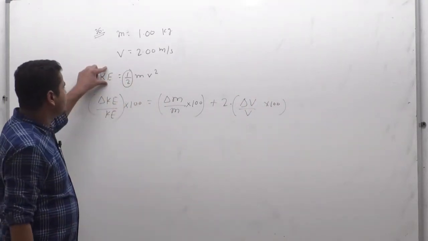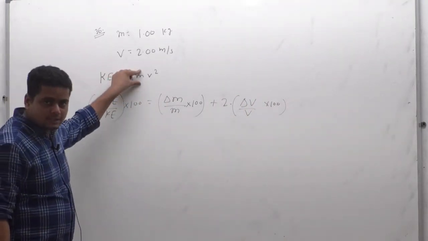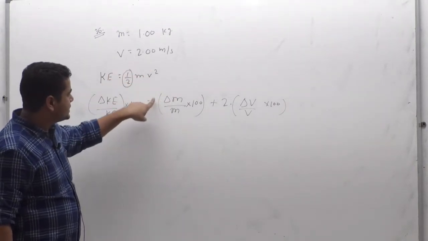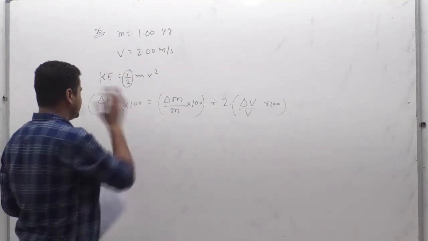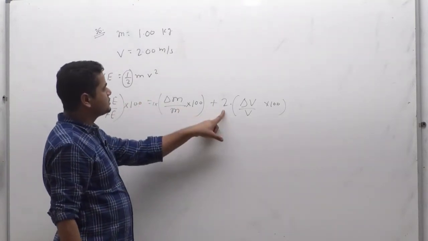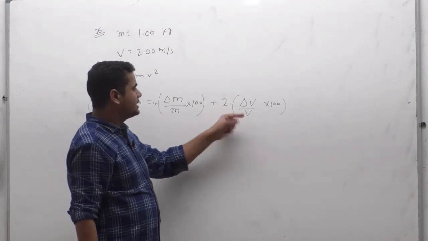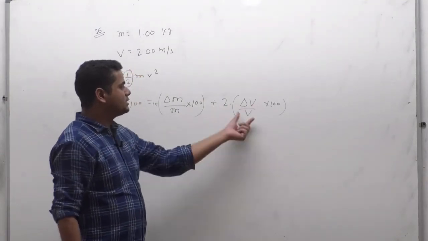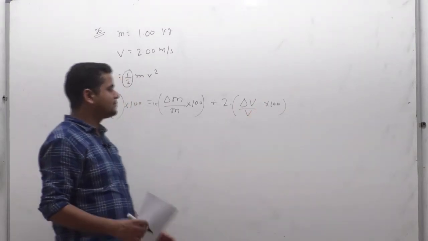See, the error in kinetic energy is due to the measurement of mass plus the measurement of velocity. The power of m here is 1, so we put 1, and the power of velocity is 2, so velocity will appear twice. This is the fractional error, called the relative error, and once you multiply by 100, it becomes the percentage error.